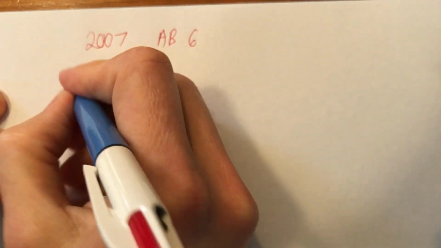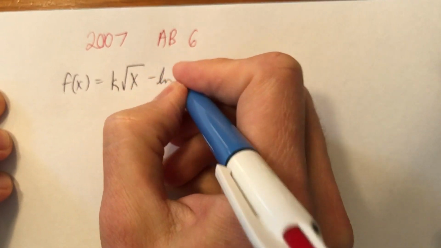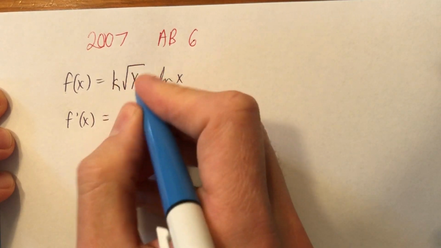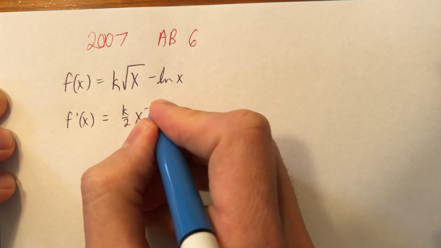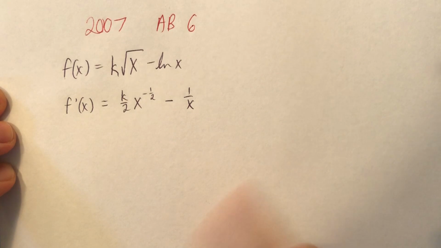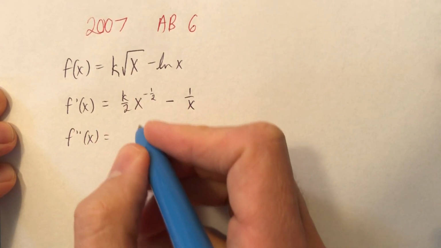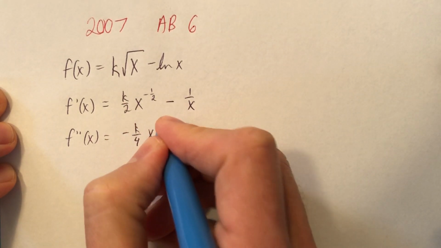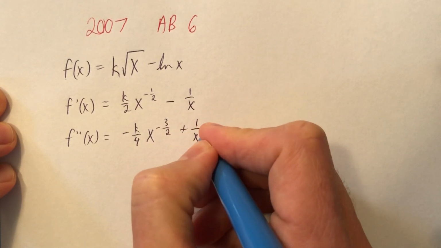And f is k times the square root of x minus natural log of x. And so the first derivative is k times 1/2, because that's the exponent, so k over 2, and then x to the negative 1/2 minus the derivative of natural log, which is 1 over x. And you can put that in the denominator. I'm not yet, and I will later. And then the second derivative will be k over 2 times negative 1/2, so negative k over 4 times x to the negative 3/2, and then negative 1 times negative 1, so positive 1 over x squared.